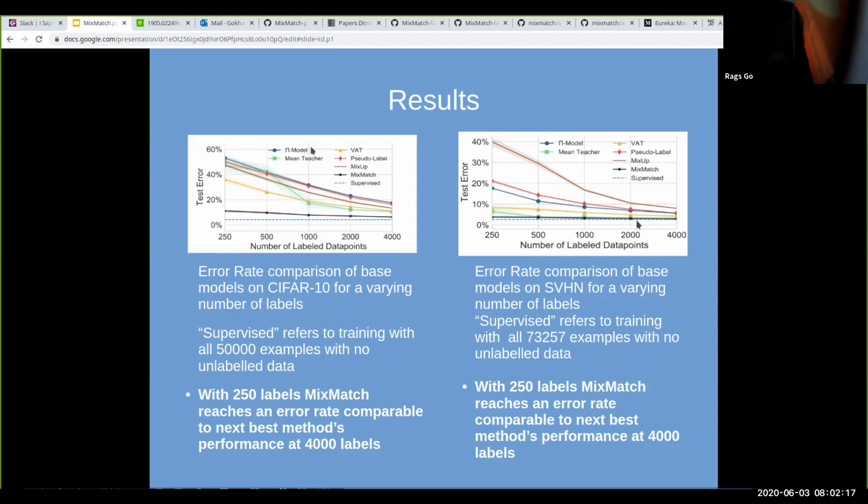Oh, okay. So basically those pseudo label and VAT, what was it? These are also semi-supervised approaches, right? Yes. Yes. Okay.